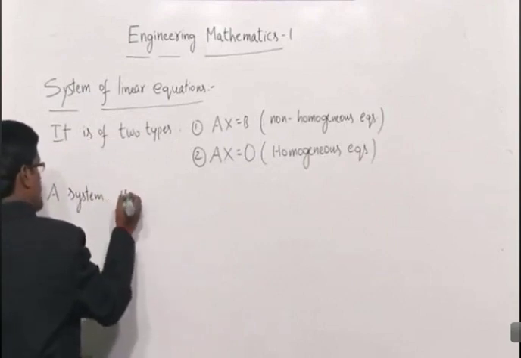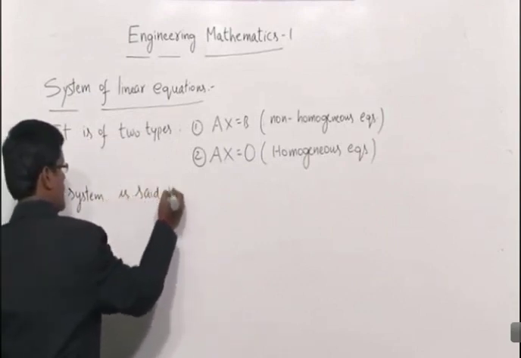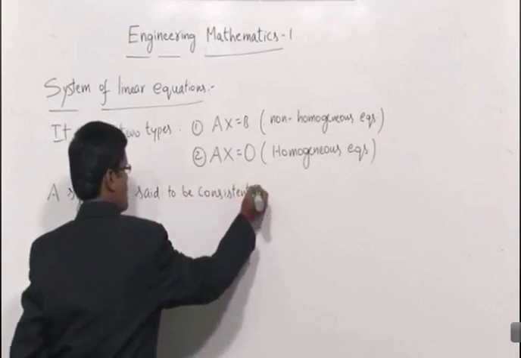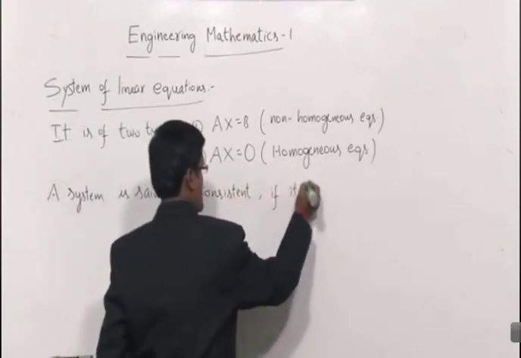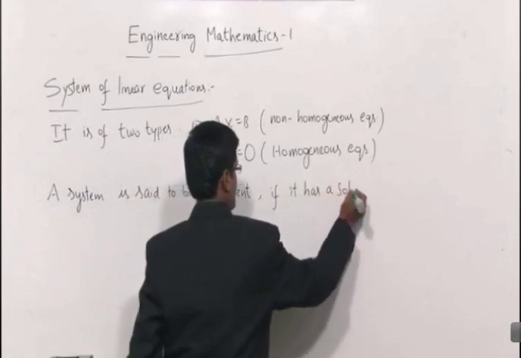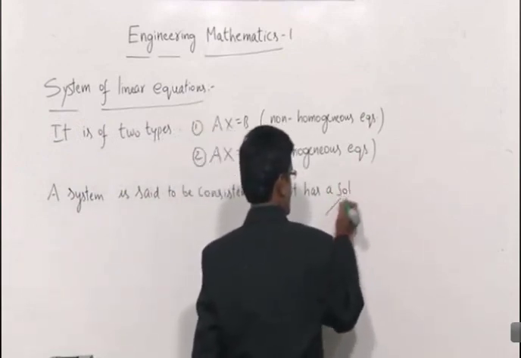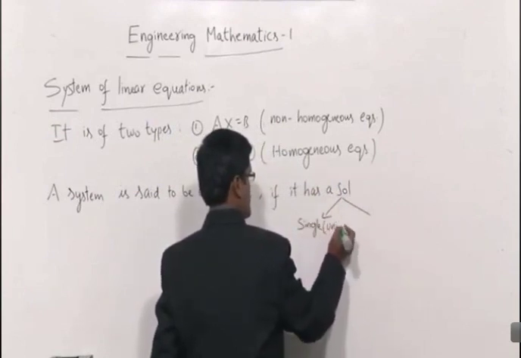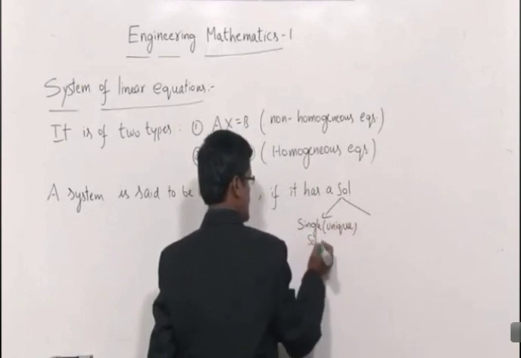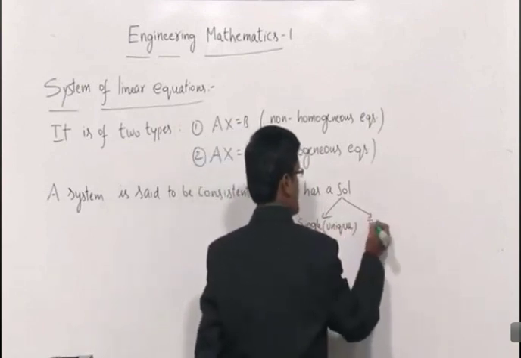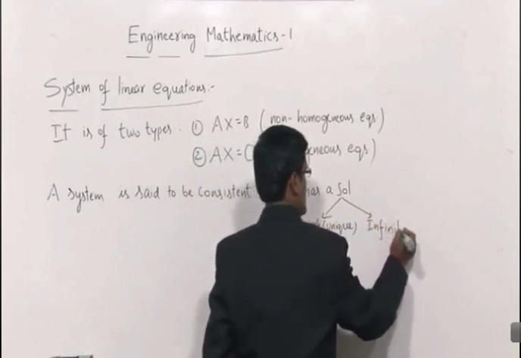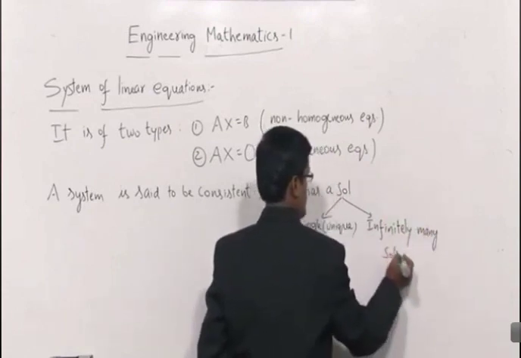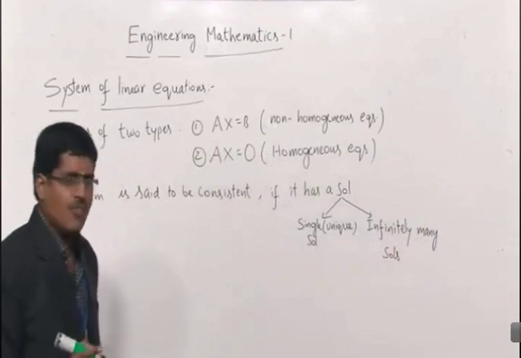A system is said to be consistent if it has a solution. Solution means two types. Single, the other name is unique solution. The second type is infinitely many solutions. Two types of solutions: unique solution, infinitely many solutions.